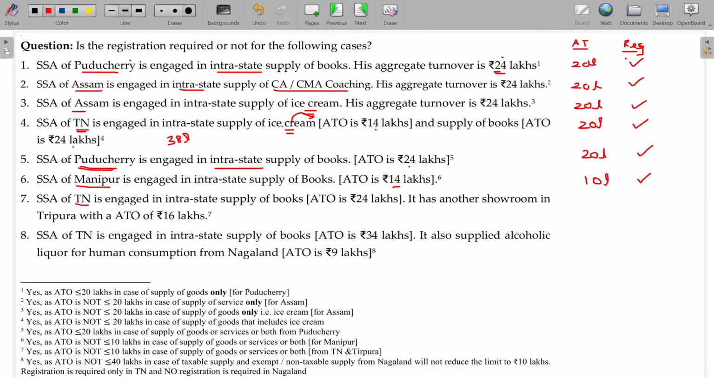Now, a person of Tamil Nadu is engaged in intrastate supply of books, ATO being 24 lakhs. He has another showroom in Tripura, 16 lakhs. Overall value being 40 lakhs. For Tamil Nadu, the limit is 40 lakhs. For Tripura, the limit is only 10 lakhs. If you have business in MMNT and other states, only the lower limit is taken. What is the lower limit? 10 lakhs. Only the 10 lakhs will be taken. Here, this crossed the 10 lakhs, so definitely registration is a must.